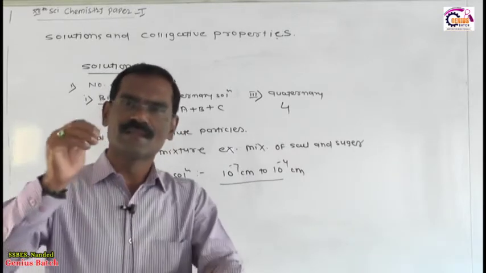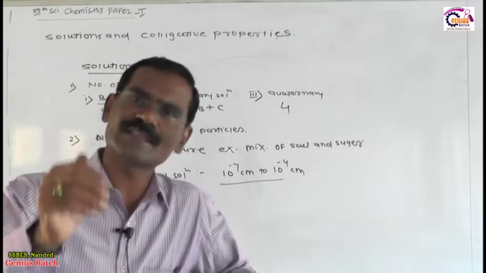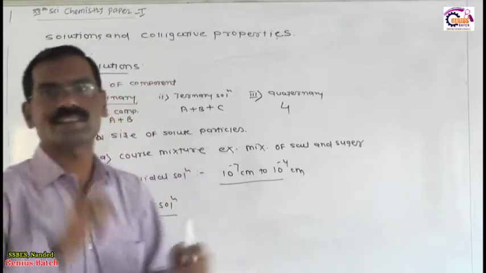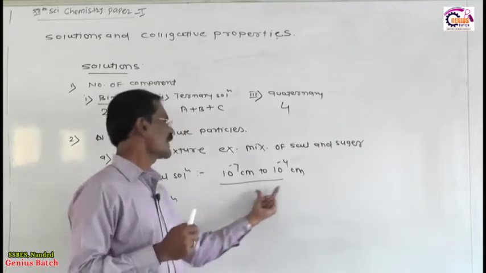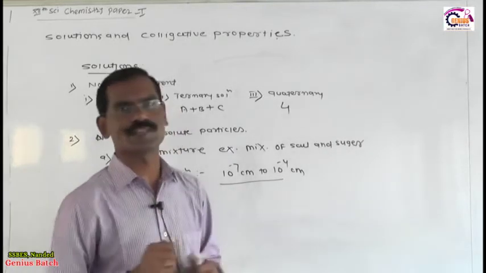It means, what is colloidal solution? The size of solute particle dispersed in a solvent is in the range of, what is the range of that solute particle? 10 raised to minus 7 to 10 raised to minus 4 centimeter. Then such a solution is called the colloidal solution.